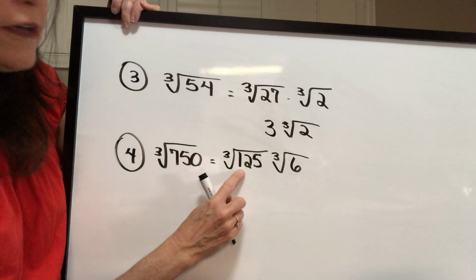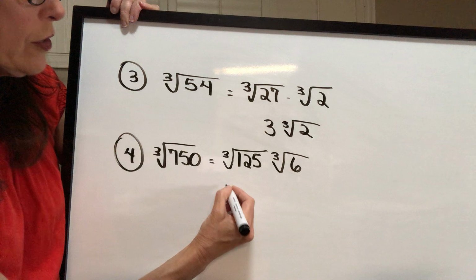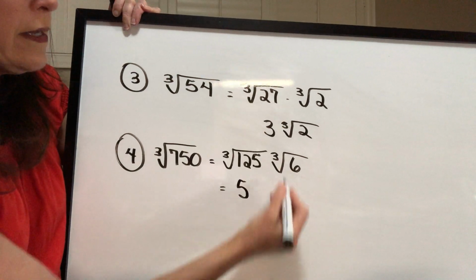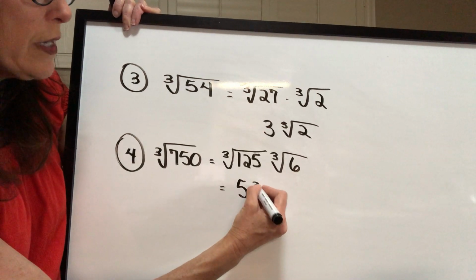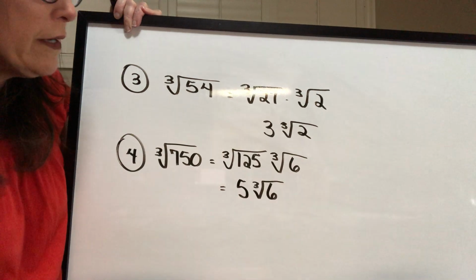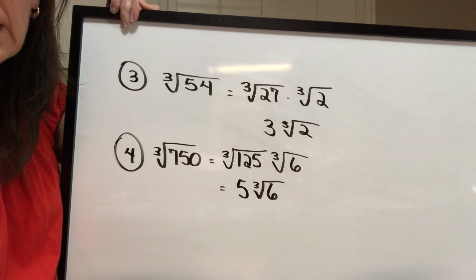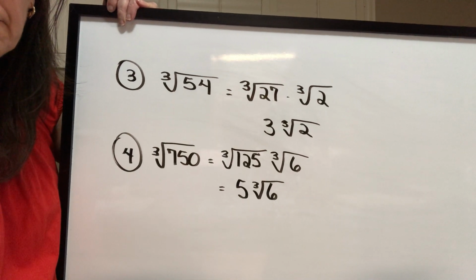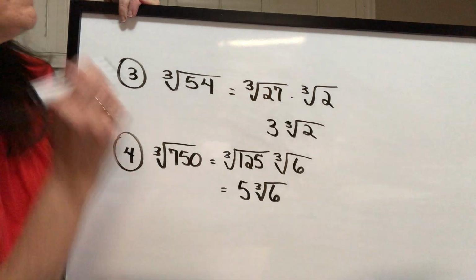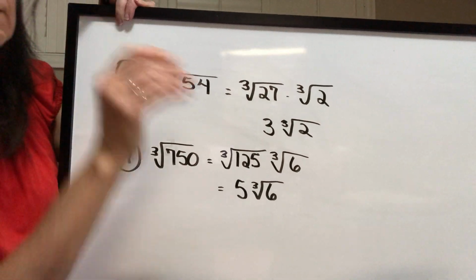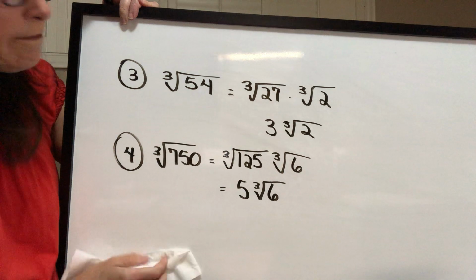Now 125 is a perfect cube. The cube root is 5. And then this one is not perfect, so you keep it the same. So that would be 5 cube root of 6. Pause if you need to catch up.